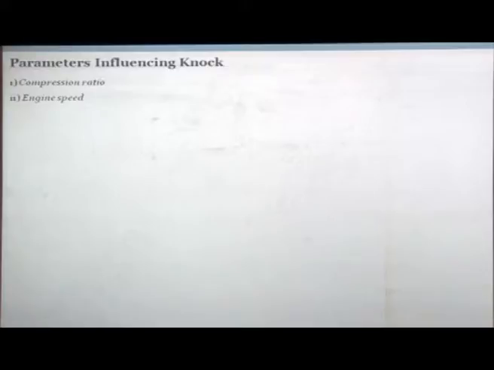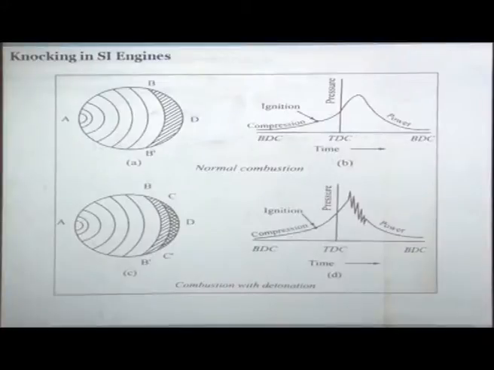The second factor which affects the knocking is engine speed, and the third factor that affects it is spark timing. Now let us look at some of these in more detail and how they affect knocking. For doing that, first let us understand how it happens and how we can really control them, and how these factors affect the knocking.